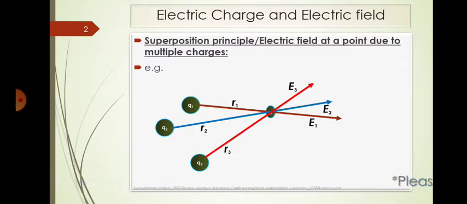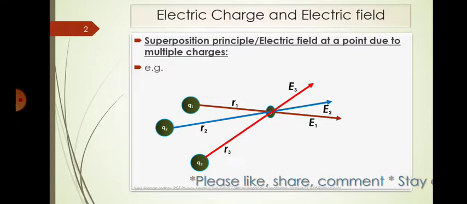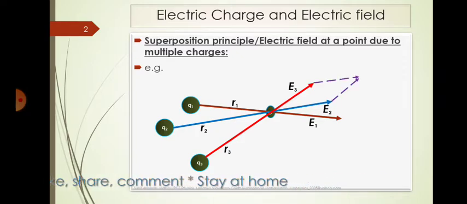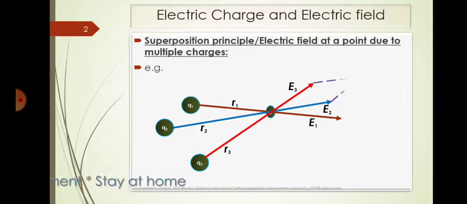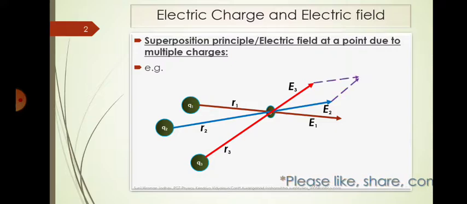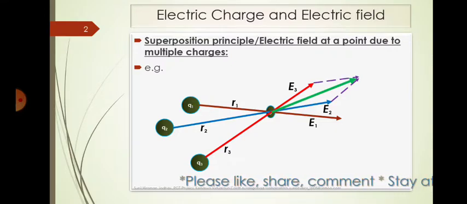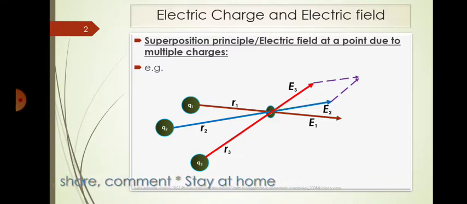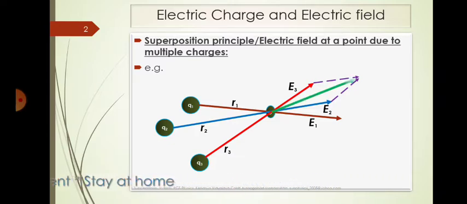I am adding E2 and E3 first. To add E2 and E3, we use the parallelogram law. That can be done like this. You can see in the diagram these purple colored arrows I am drawing, so that a parallelogram is formed, and then the diagonal of this parallelogram, in green color, is the sum of E2 and E3. So we have added E2 and E3.